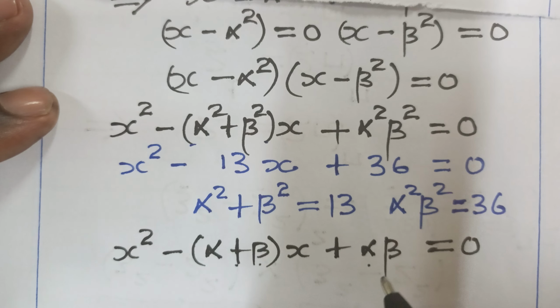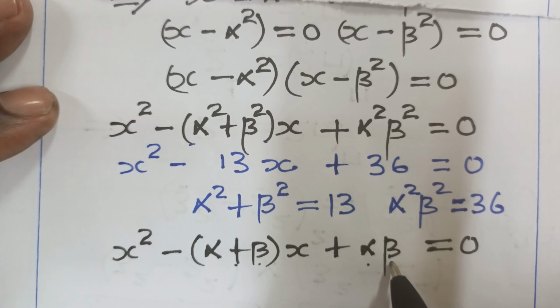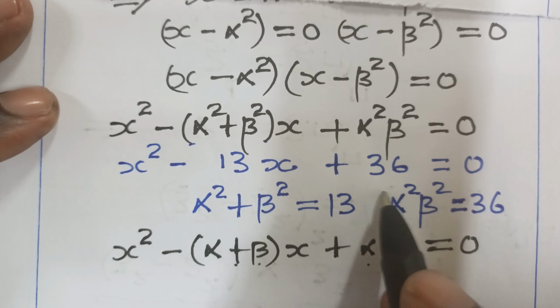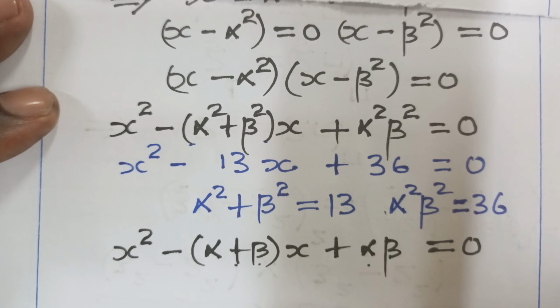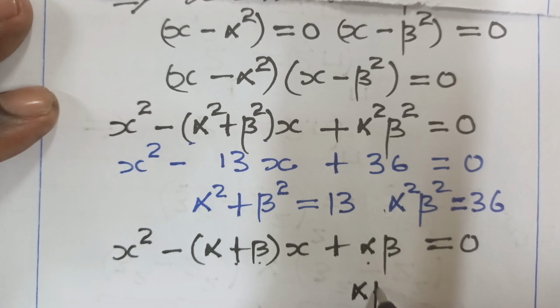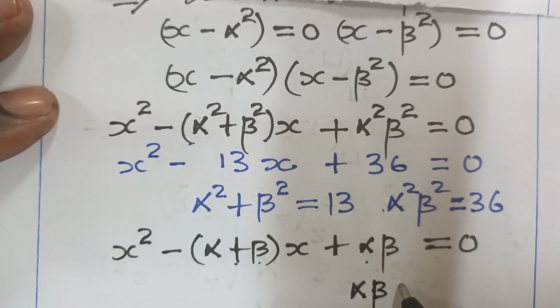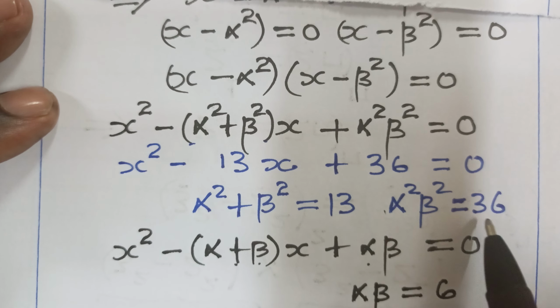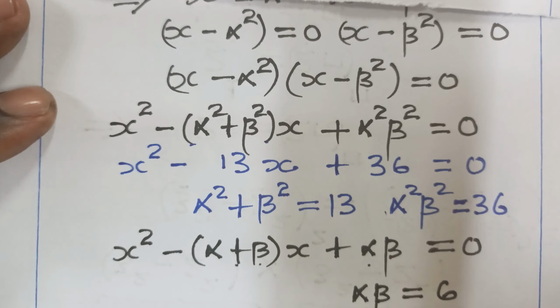So guys, we are now looking for the value of alpha plus beta and alpha multiplied by beta. For alpha multiplied by beta, we just take the square root on this side, square root on this side. For alpha beta, this is now going to give us 6, because the square root of 36 is 6.